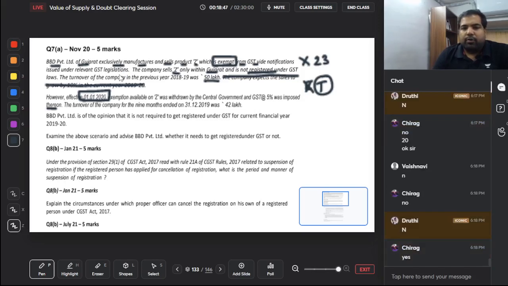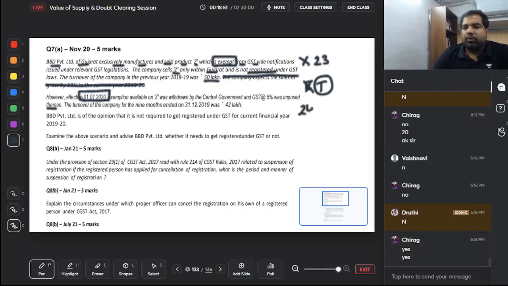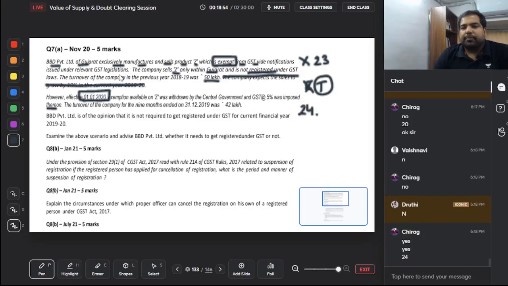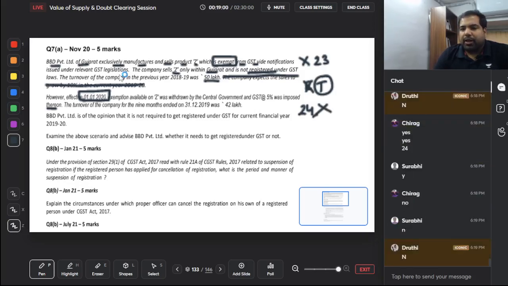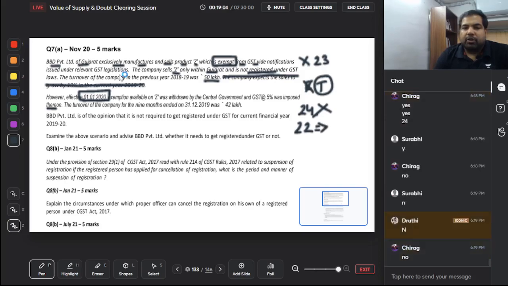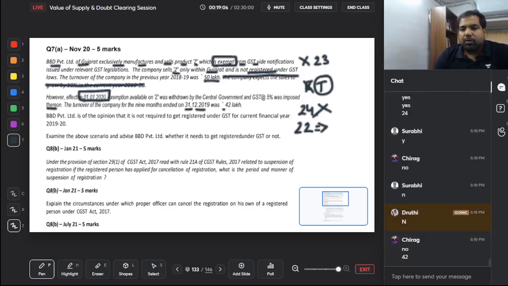So now will you have to check for registration? Yes. Which is the first section you will check? Check section 24. Are they doing interstate? No. So mostly 24 will not apply. Check 22. What is your turnover till now, guys? Their turnover till 31st December was 42 lakhs.